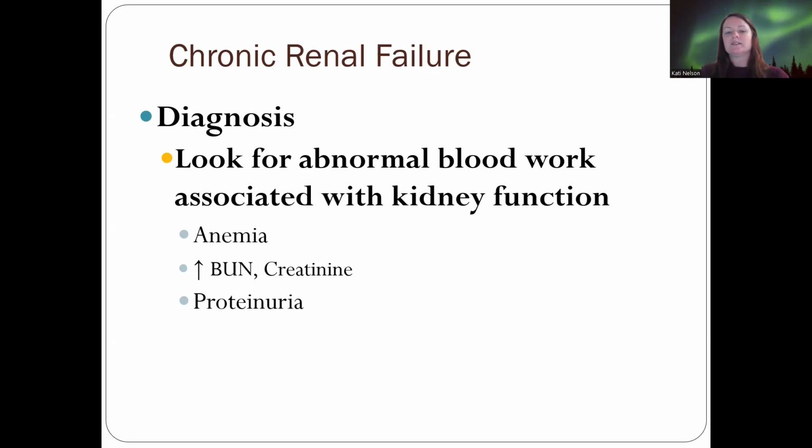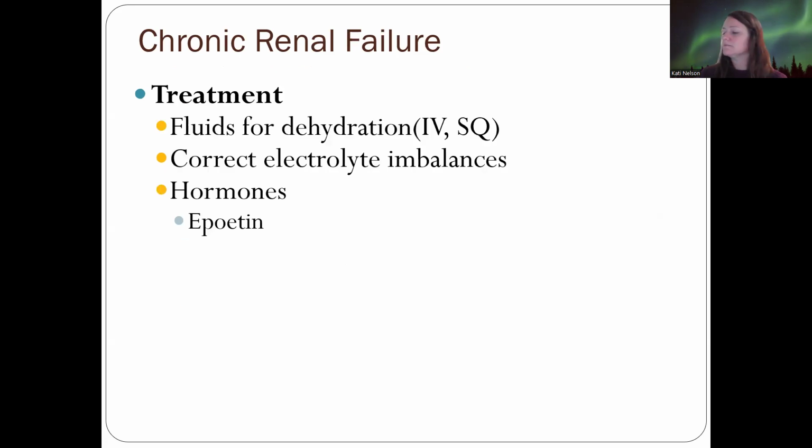So diagnosis, right? Look for abnormal blood work associated with kidney function. Look for that anemia. See what that BUN is. See what that creatinine is. Proteinuria too. Proteins will build up because the kidneys aren't filtering like they should. So these are things that we're going to be checking when we have a chronic kidney case.